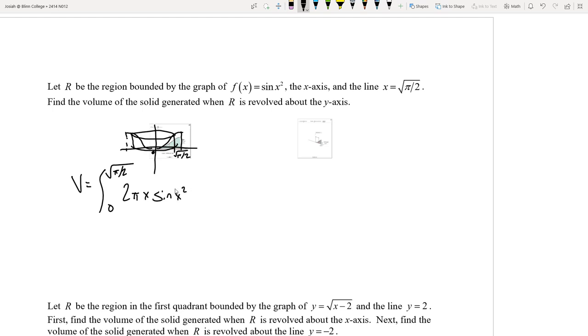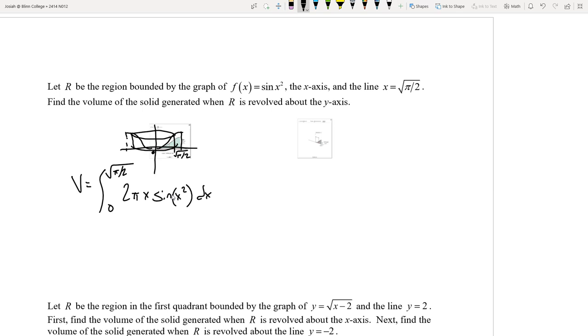Another nice thing about the shell method is notice that we are not squaring. Since we just need the height, we don't need to square it. We don't have to put a square on this sine, which would make things very difficult. That's another thing that would direct us when deciding whether we want to use the washer method or the shell method: think about which would make the integration easier. Squaring sine makes things harder, so if we can avoid it, we want to.